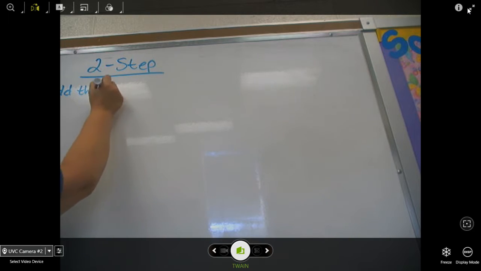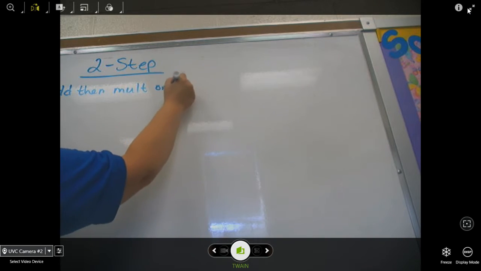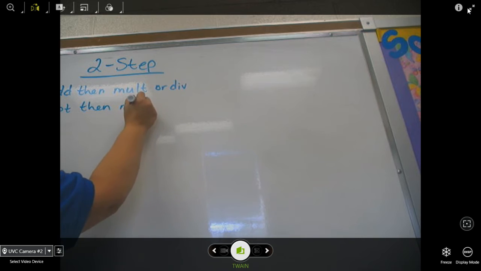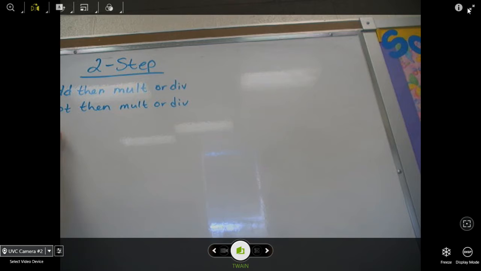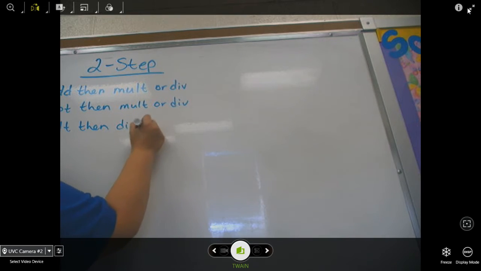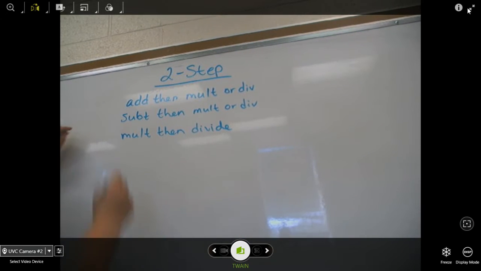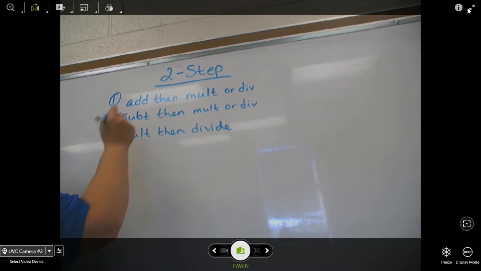then multiply or divide, or you will subtract, then multiply or divide, or you will multiply, then divide. Okay, those are your possibilities. So you will either add, then multiply or divide, subtract, then multiply or divide, or multiply, then divide.